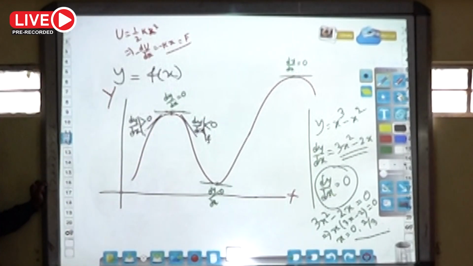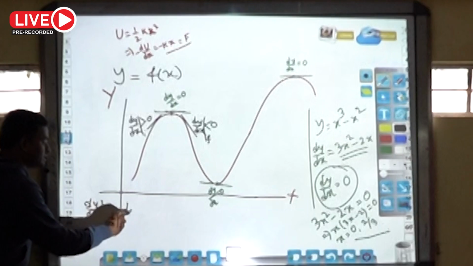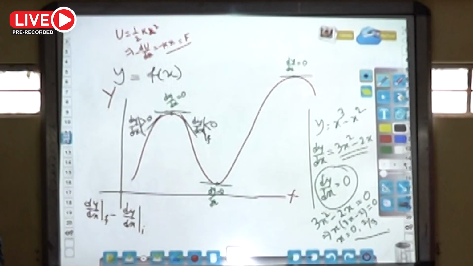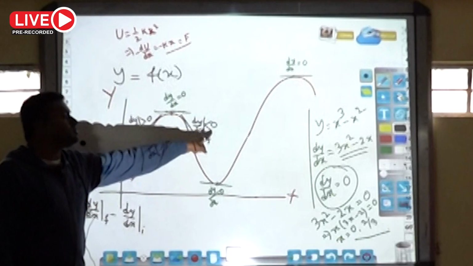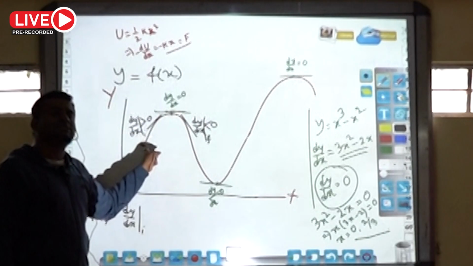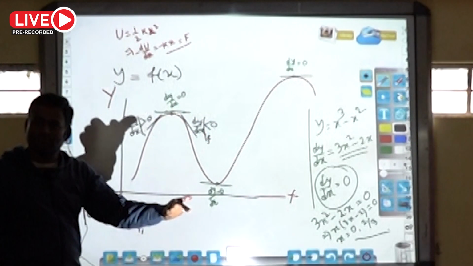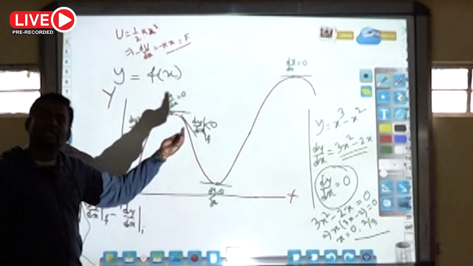Dy dx final minus dy dx initial. Now just check dy dx final minus dy dx initial. What is the sign? Final minus initial means change in dy dx. Final value is negative, initial value is positive. Suppose final value is minus 2, initial value is plus 2. So minus 2 minus 2, so it will be negative. From a negative value you are subtracting a positive value, so the entire value will be negative.